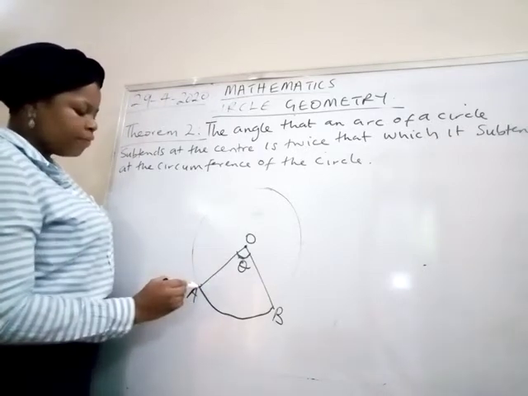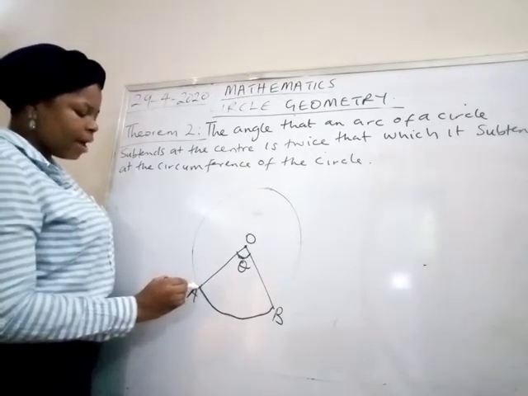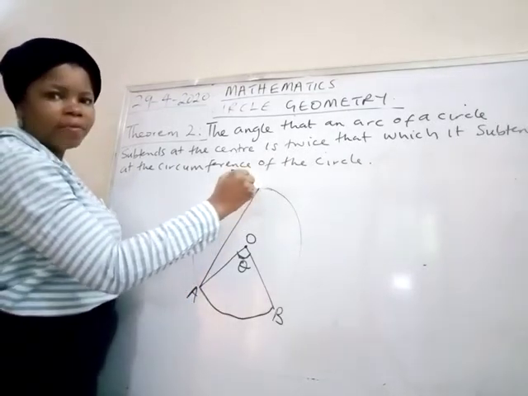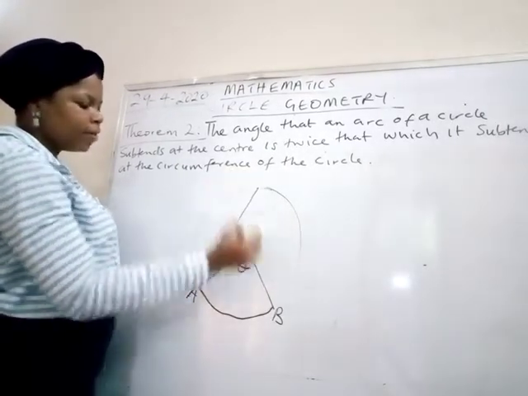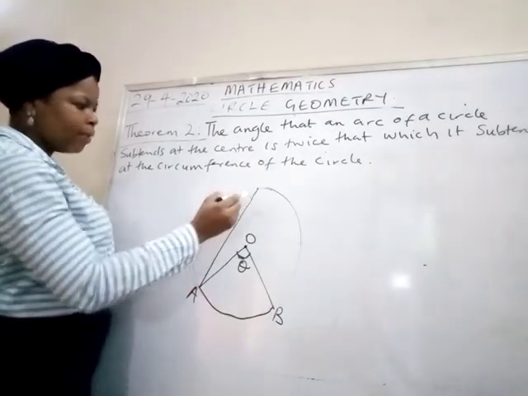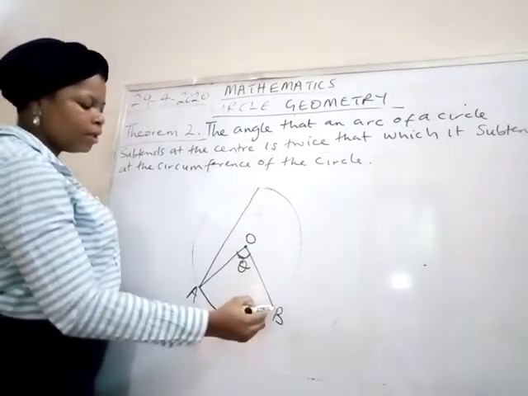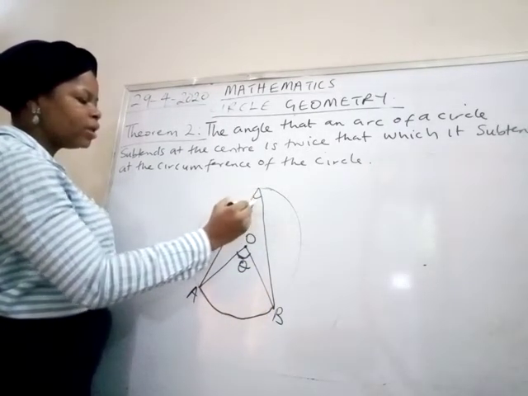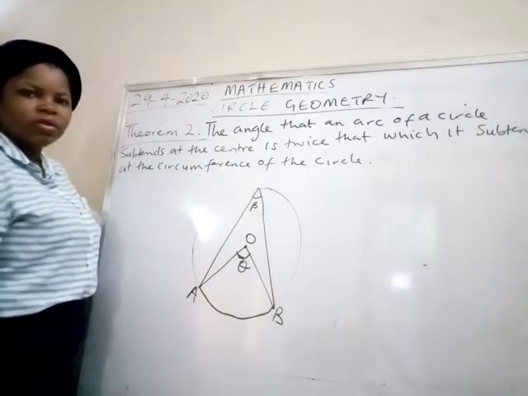Now, if I have a straight line drawn to the circumference, you can see this is a circumference from the arc AB. So from A, I move to circumference. From B, I move to circumference. So I will form another angle. Let me call it beta. Do you get that now?